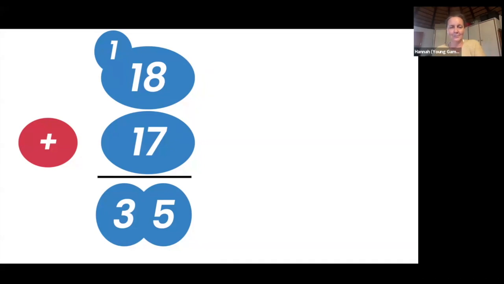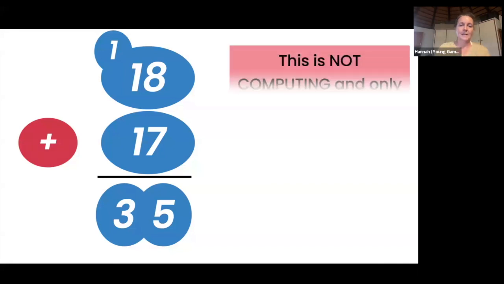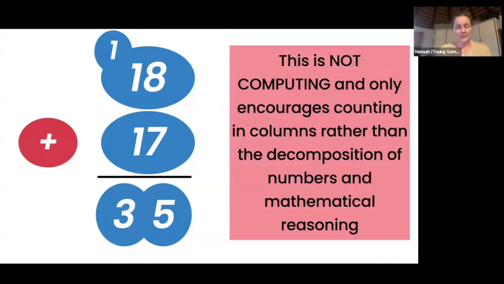I count the one column, I count the other column. And that's literally what the kids end up doing. They end up counting in columns rather than understanding the composition of the numbers that they're working with. So this is not computing. It doesn't encourage decomposition. It doesn't encourage rearrangement or manipulation, and it doesn't encourage any mathematical reason. It just is an efficient way of counting in columns.